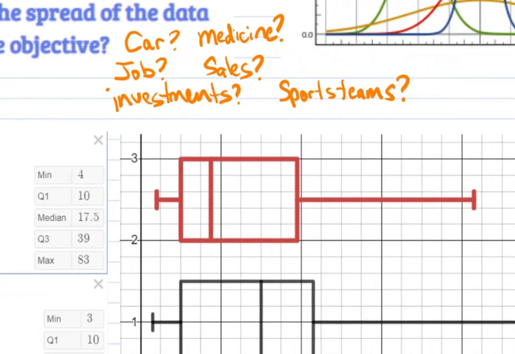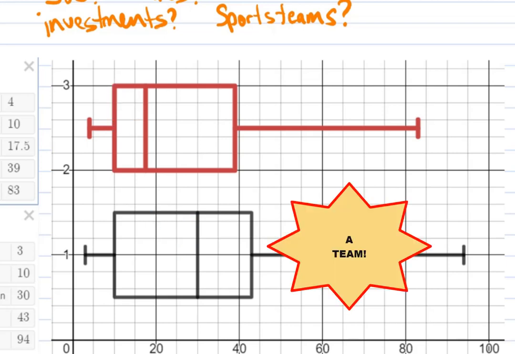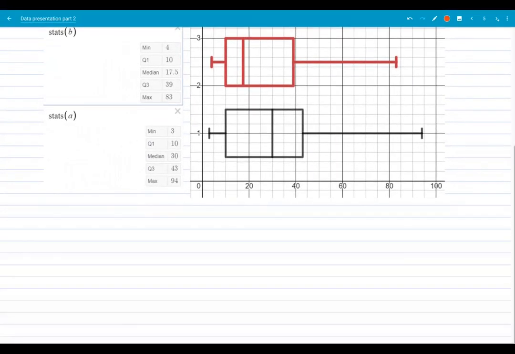If these two graphs are not families, but they're sports teams, and it's how many points they score in games, I'm going to look at this and go, well, this team has had a really good game compared to this team. The middle of this team is way above the middle of this team. I think this A team is better than the B team. That's how you look at data. What's your objective? And I think that's everything.